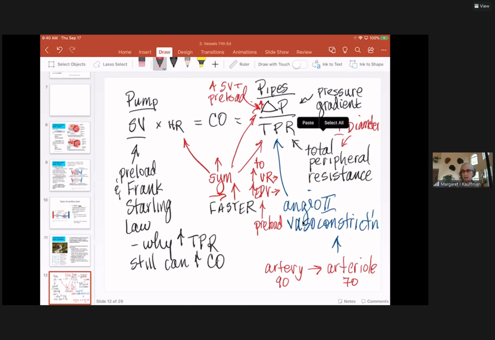Now, what I didn't put on here, which we discussed last time, is the effect of angiotensin 2 on blood volume. But if you affect blood volume, of course, you're affecting end diastolic volume, you're affecting preload, and you're affecting strength of contraction and therefore stroke volume.